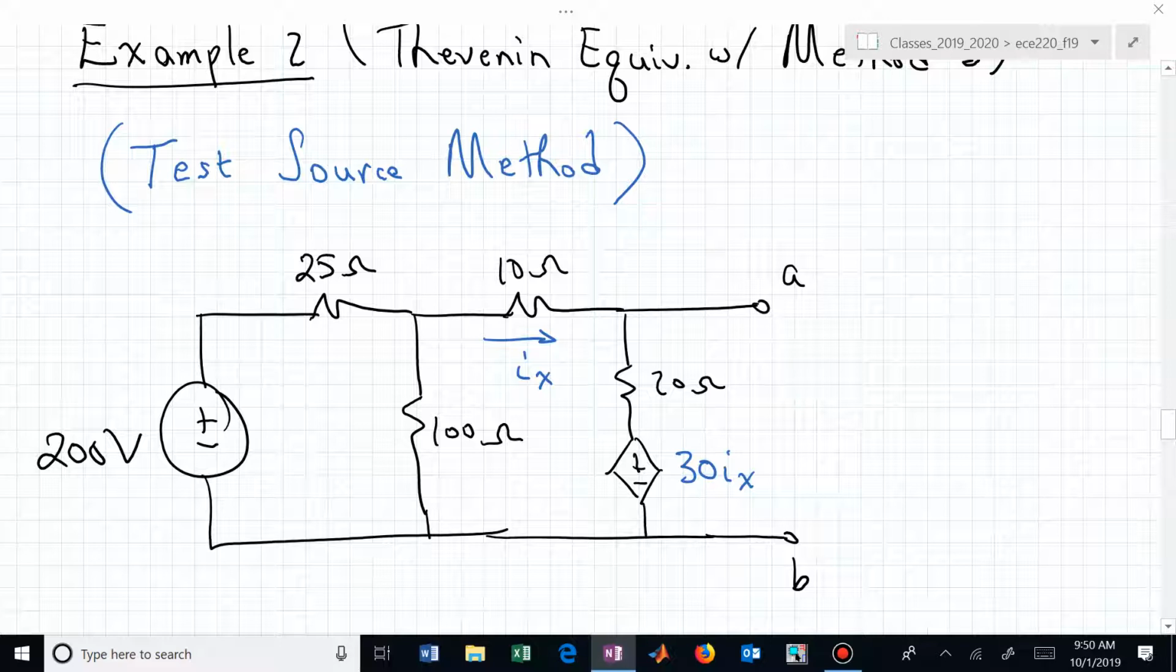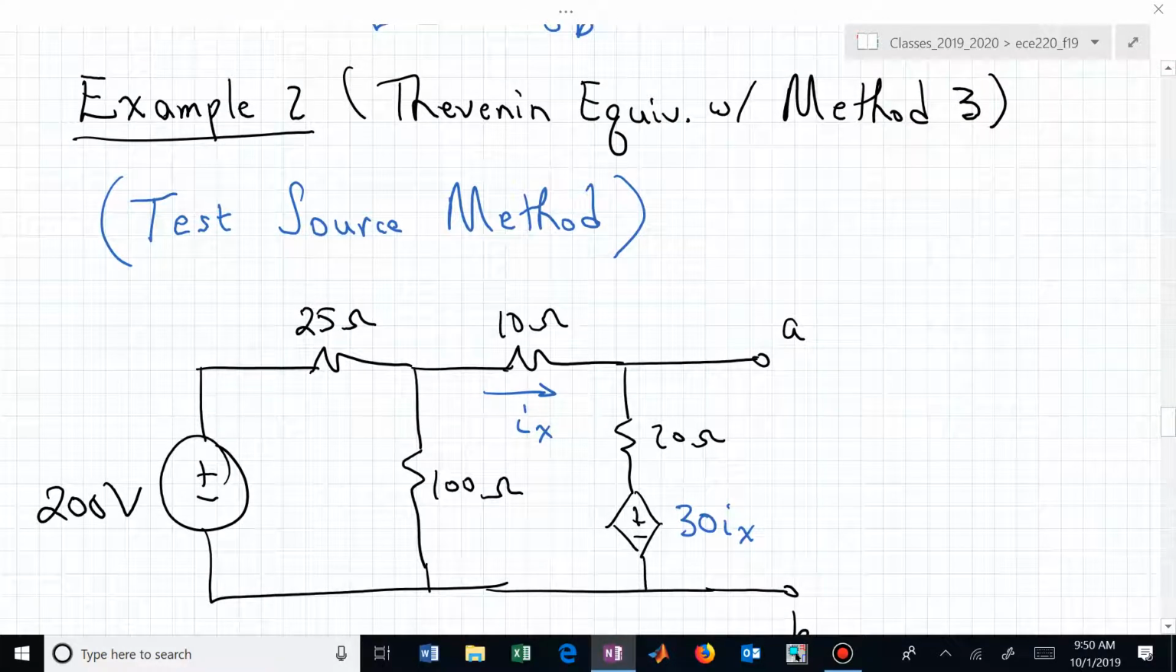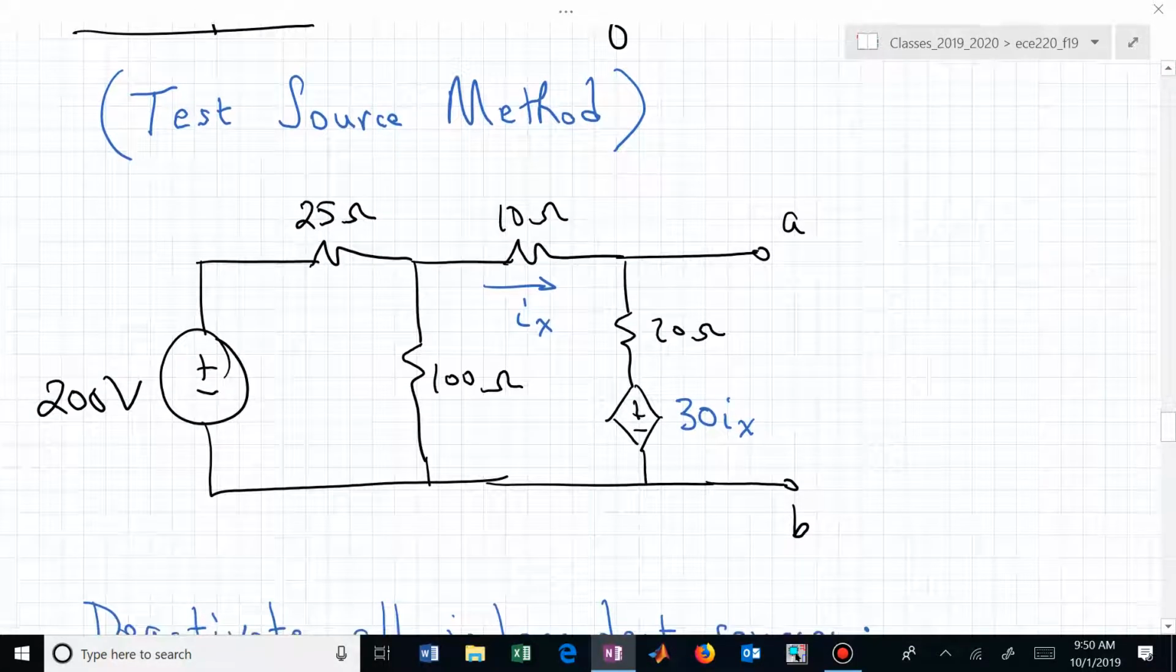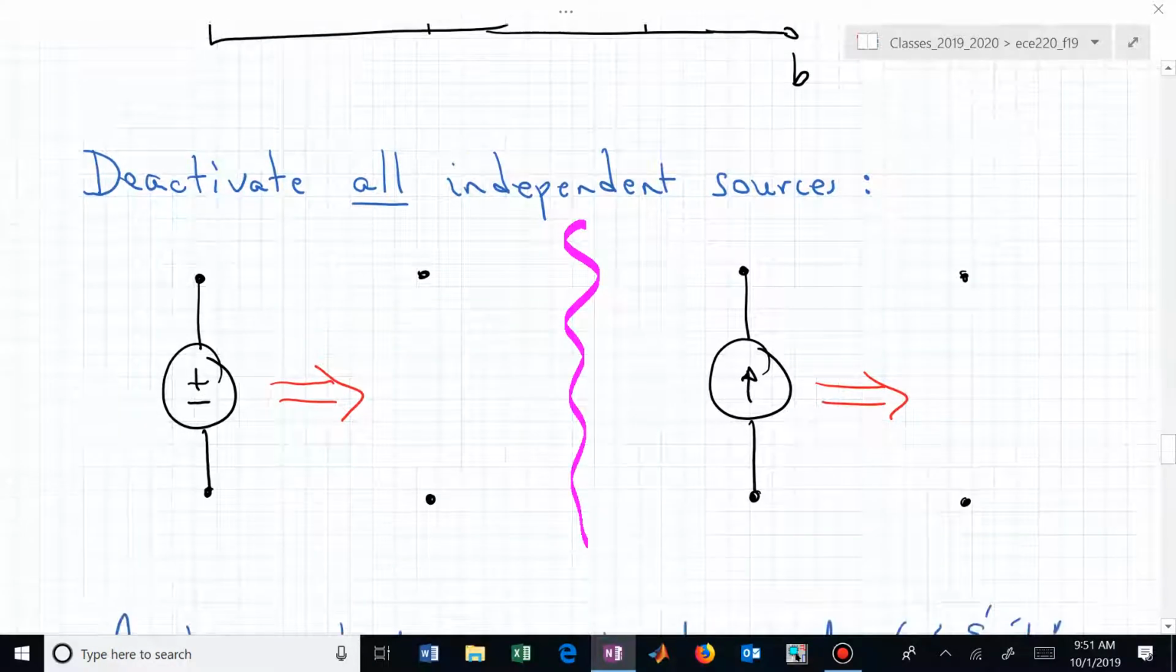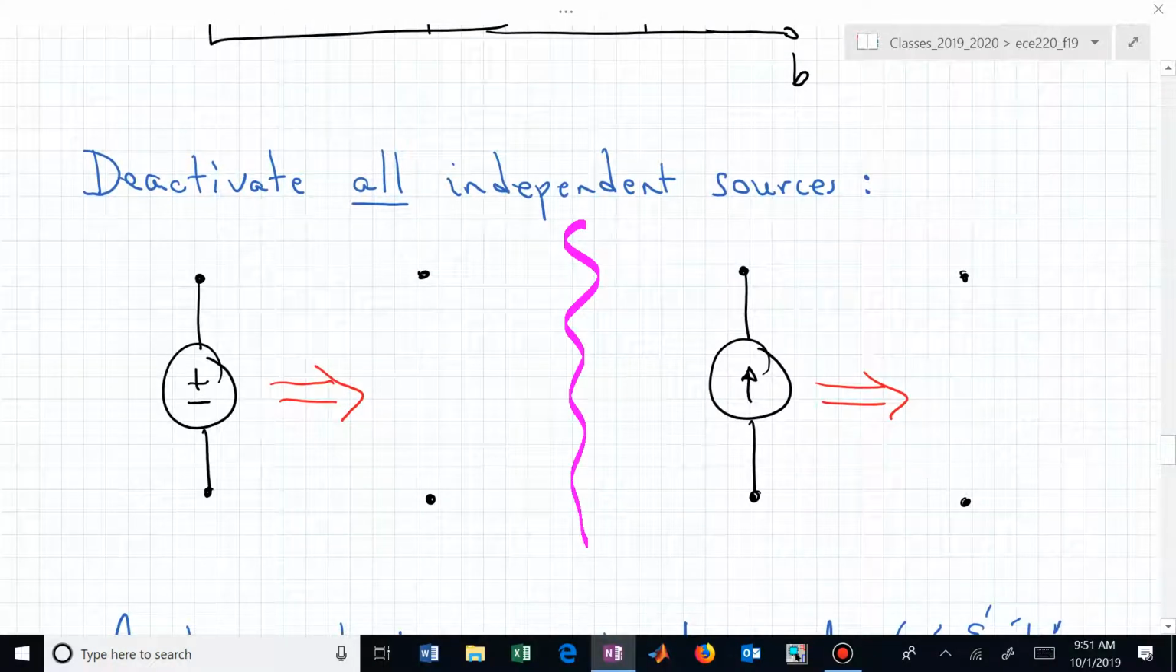With the test source method, the very first thing that we do is deactivate all of our independent sources. Looking at this, we didn't have to really decide which method to use, since I told you we were going to use method 3. But now looking at this, you see you have an independent source, you have a dependent source, and you have some resistors. That's sort of saying you need to use methods 1 or 3. Let's use method 3. And when we deactivate all of our independent sources, if I had a voltage source, what does that look like?